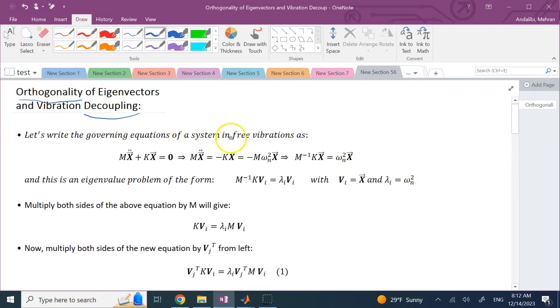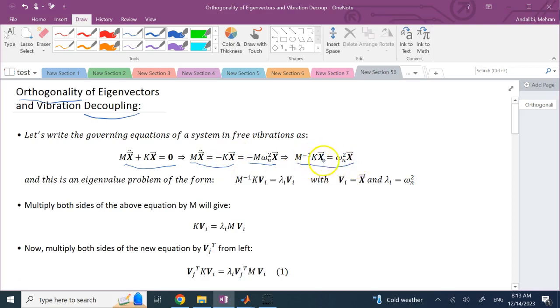So let's take a look at a system in free vibrations, m x double dot plus k x equals 0. Here I keep k on the left side, so k is positive on the left. I take it to the right side, and it becomes m x double dot equals negative k x. If you have a harmonic response in free vibrations, then x double dot is going to be negative omega squared times x. So you can write it like this, get rid of the two negatives, multiply both sides by m inverse, and you'll get this equation.